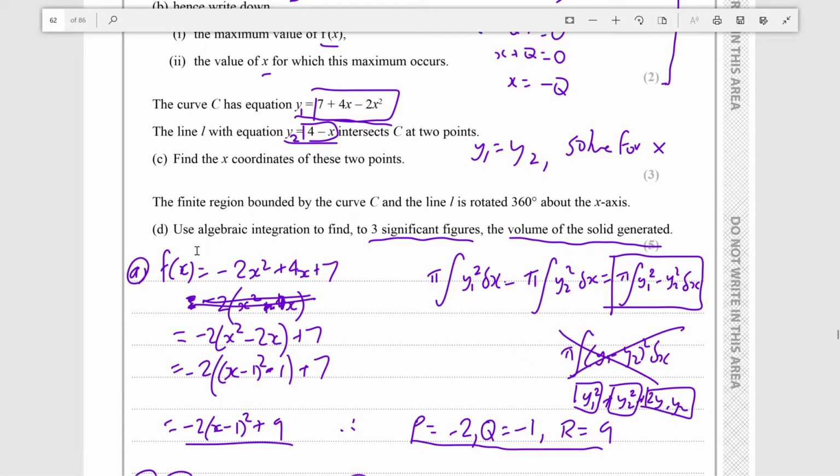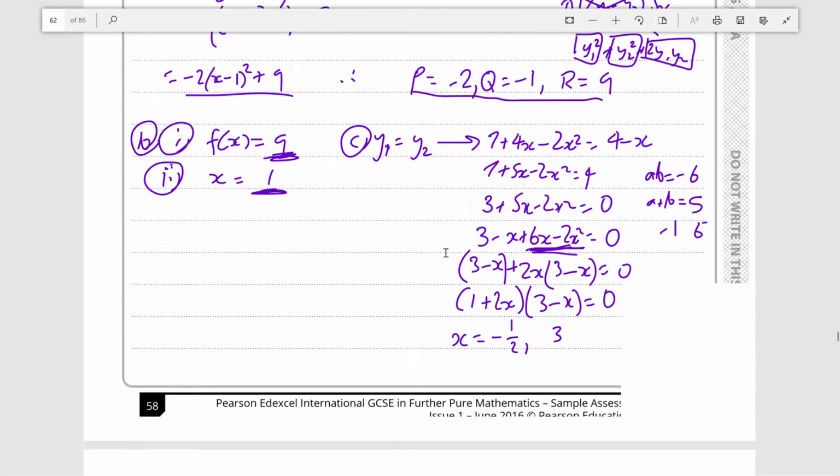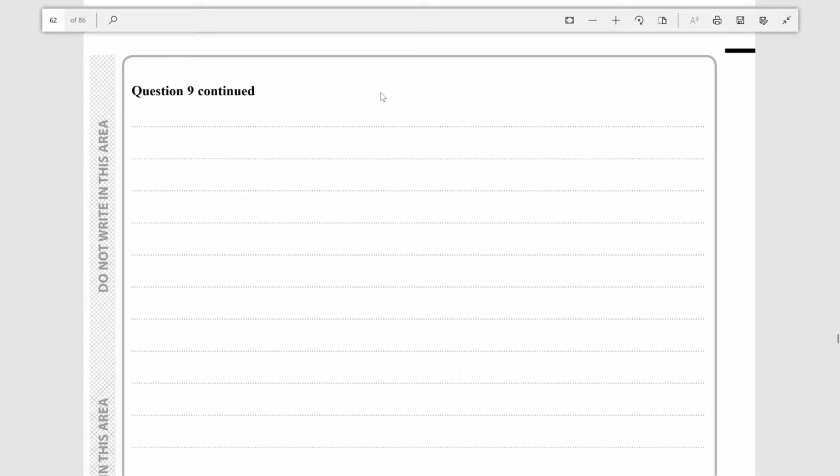Alright, so now the finite region bounded by the curve C and line L is rotated 360 degrees about the x-axis. Use algebraic integration to find, to 3 significant figures, the volume of the solid generated. Now, what we're doing here is, like I looked up the graphs that we did on a calculator earlier, and the area of the thing that we're integrating, we have the curve C, and then we have the line L, and it looks something like this.